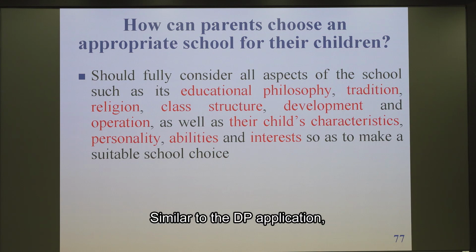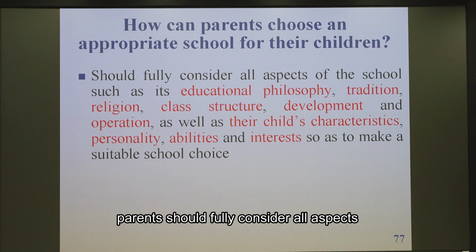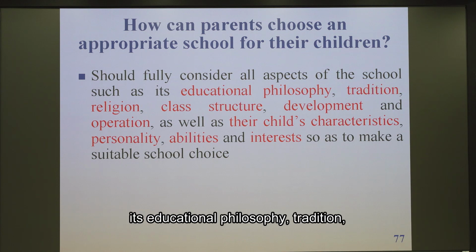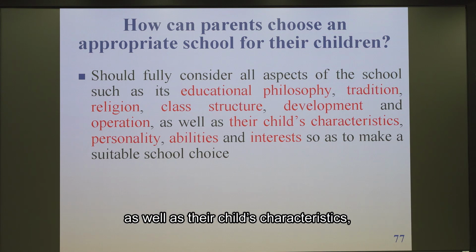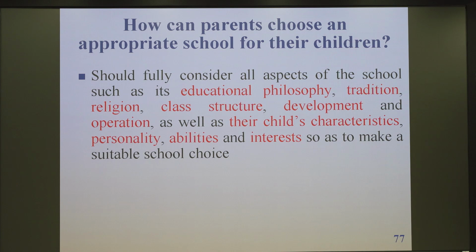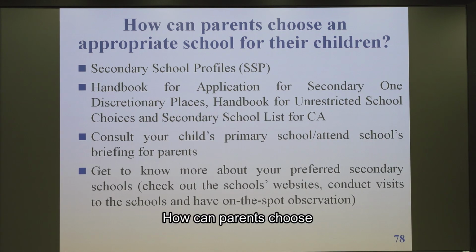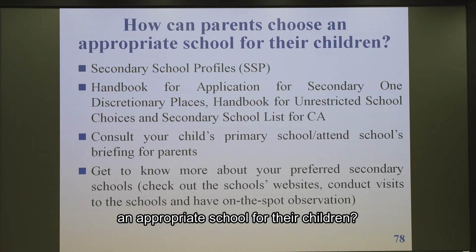Similar to the DP application, parents should fully consider all aspects of the school, such as its educational philosophy, tradition, religion, class structure, development and operation, as well as their child's characteristics, personality, abilities, and interests, so as to make a suitable school choice. How can parents choose an appropriate school for their children?